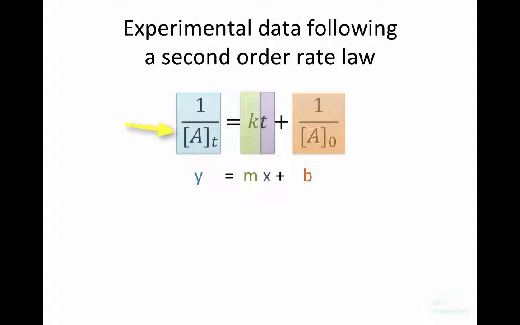So here's our y, 1 over the concentration of A. Our slope is going to be k. Our x-coordinate is going to be time. And our y-intercept is going to be 1 over our starting concentration.